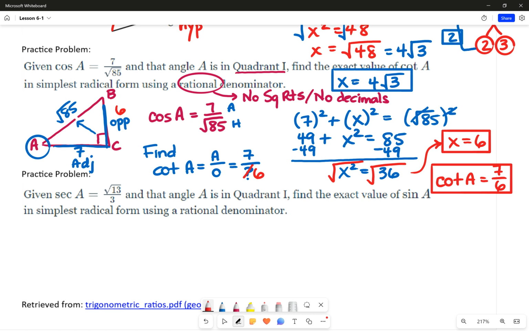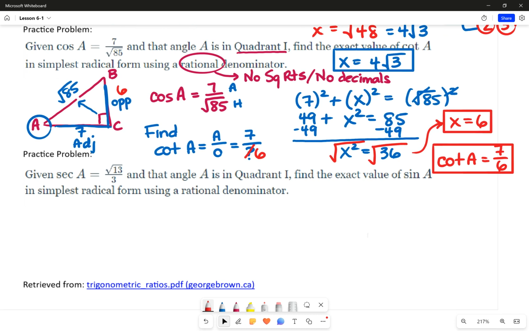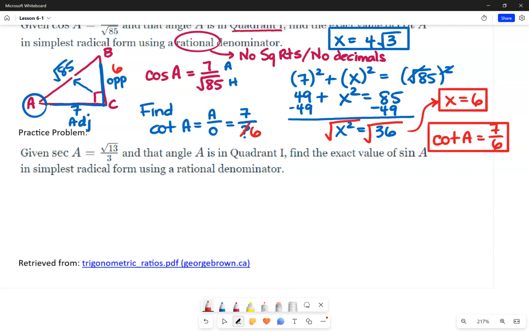Okay? So let's do one more. Make sure that you guys are good to go. Secant A is square root of 13 over 3. Angle A again is being told to be drawn in quadrant 1. Find the exact value of sine A in simplest radical form.